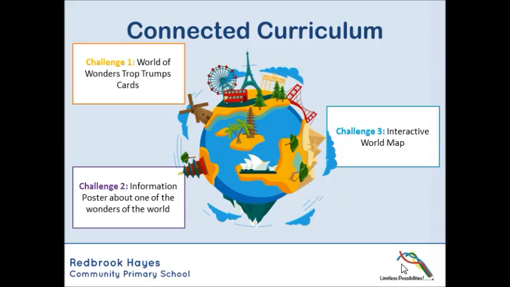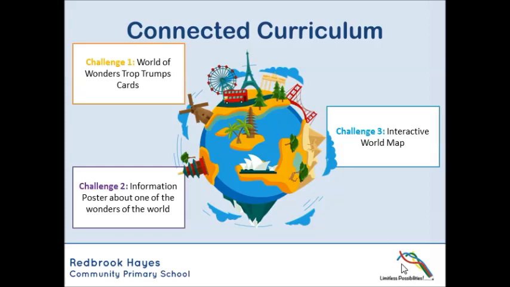Challenge 1 is to create a set of top trump cards, and this is about the world of wonders. You're going to be looking at lots of different places and buildings and things around the world and making some top trump cards that you can play with at home to compare all those different places and where they are. Challenge number 2 is to create an information poster about one of the wonders of the world. Have a little look at a video that introduces some of the wonders of the world, pick something that you're interested in and then go and find out loads and loads of information just about that one place.